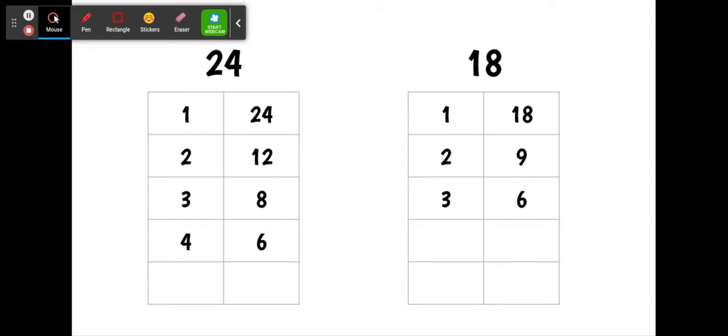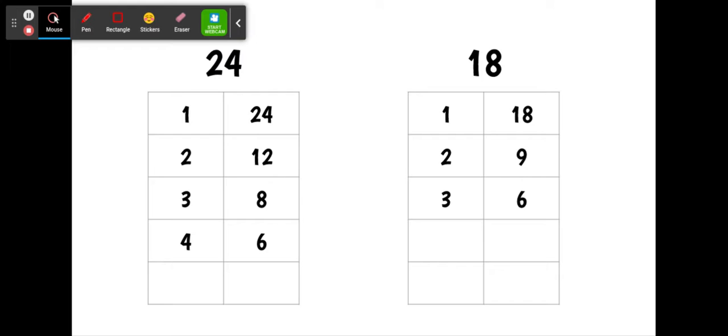Hey Cougars, Miss Swack here. Now that you've gone over how to find all of the factors or factor pairs with Miss Casperson, we're going to talk about how we can apply those factors. And we're going to use something that we call factor puzzles. You'll notice we have here listed all of the factors that you just found for the numbers 24 and 18.